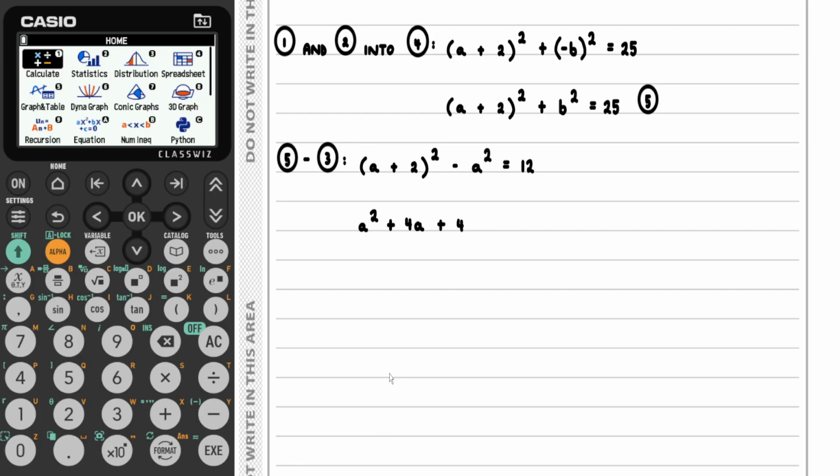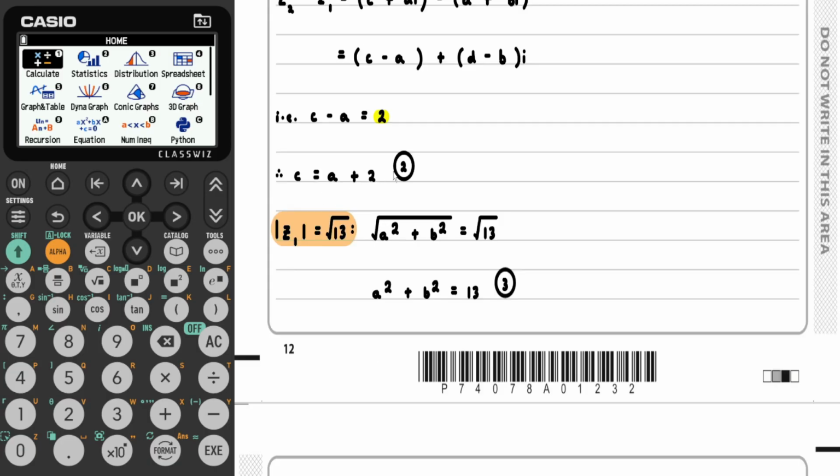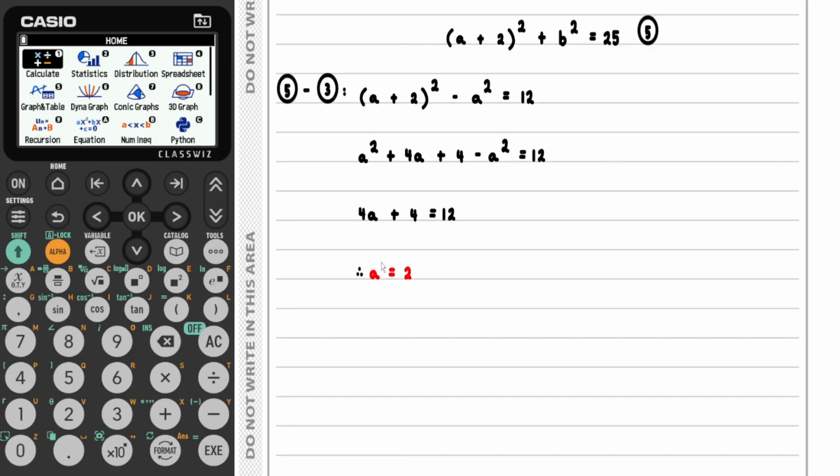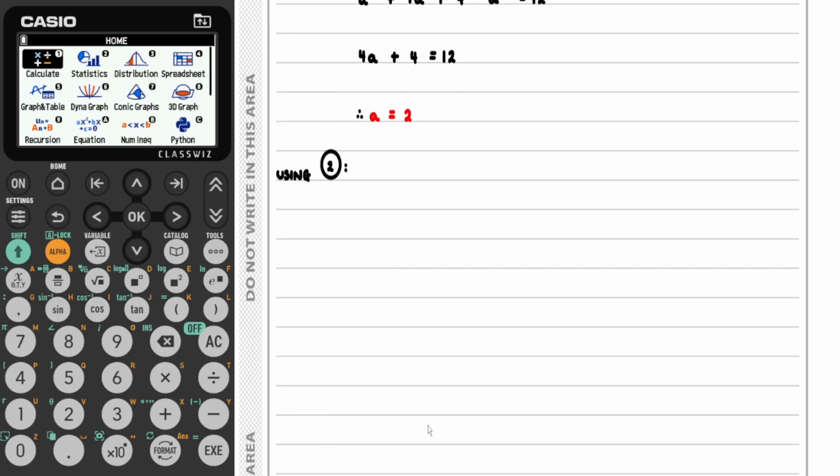Expanding, I've got a squared plus 4a plus 4, subtract a squared equals 12, leaving us with 4a plus 4 equals 12, so a is equal to 2. We now need to find out what b, c and d are. If we take a look at equation 2, that's given by c equals a plus 2, so we can find out what c is. C is equal to 2 plus 2, which is 4.